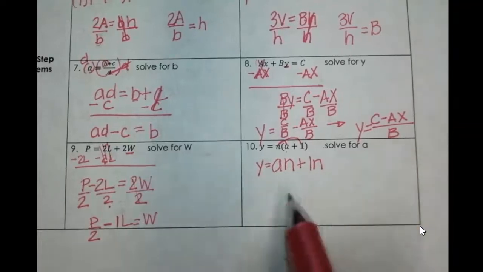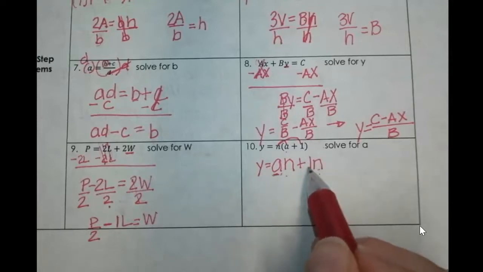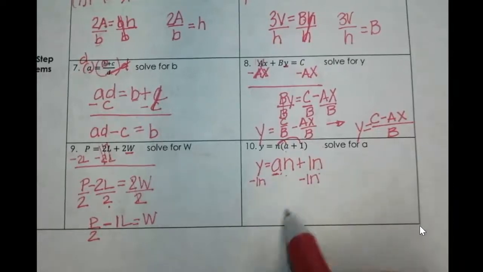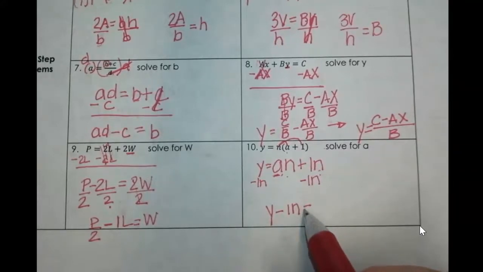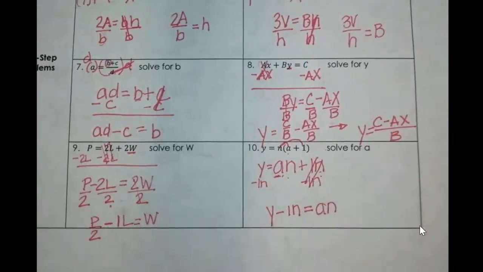Okay, so I want to solve for a. Here's a right there. See how I have 2 terms? I got to move one of them over. So I'm going to subtract n, 1n from both sides. And I have y minus 1n equals an, because this one canceled.